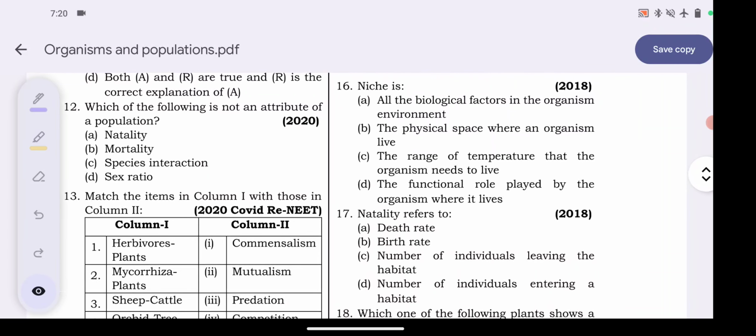Question number 12. Which of the following is not an attribute of a population? Natality, mortality, species interaction, sex ratio. So here the answer will be option C, species interaction. Because in a population, natality, mortality and sex ratio all play an important role except species interaction, because species interaction is not a population trait.